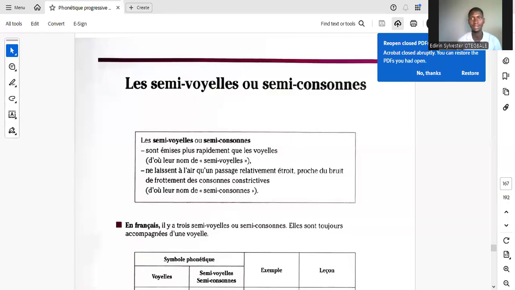We pronounce the semi-vowels and the semi-consonants faster than we pronounce our normal vowel sounds. You are going to see as we take the examples soonest. So they are pronounced faster. They are very fast in their pronunciation. That's the first thing to note. Now, les semi-voyelles, semi-consonnes, on les prononce rapidement.